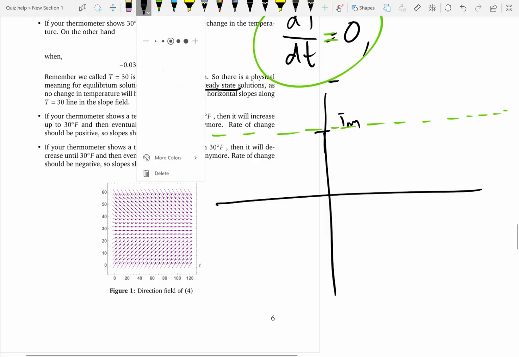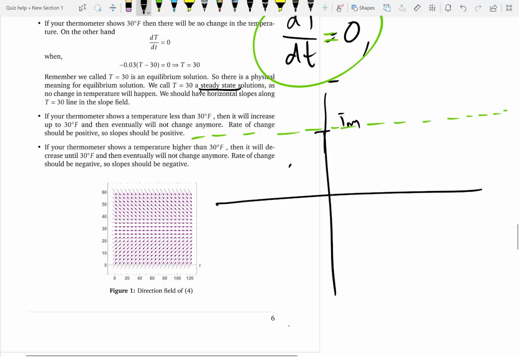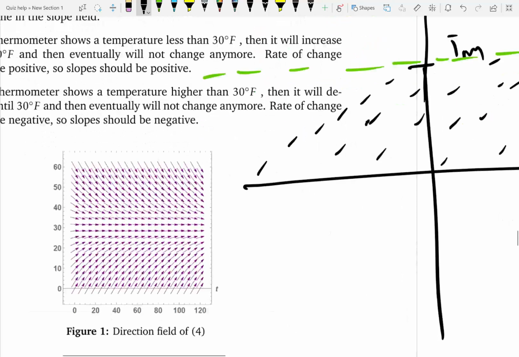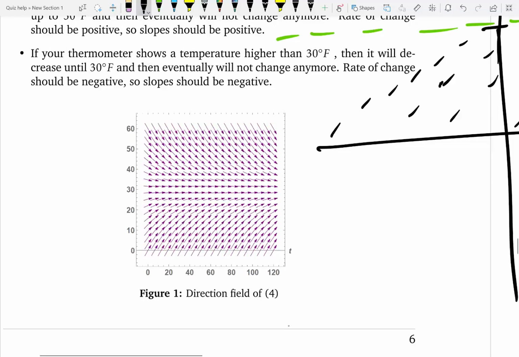Now what happens if you are in the region here? Well, your temperature starts to increase until the room temperature, right? This is how it should look. And then what should happen? Your slope should gradually get horizontal, right? So that is what happens in the slope field. If you look at the slope field at 30, you have horizontal flat slopes.